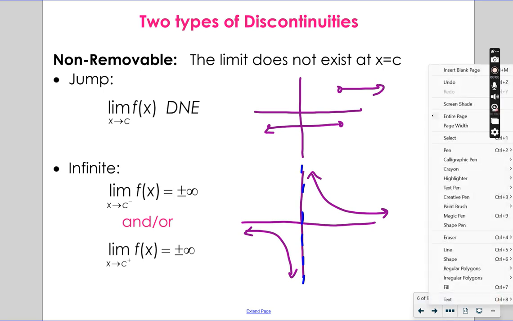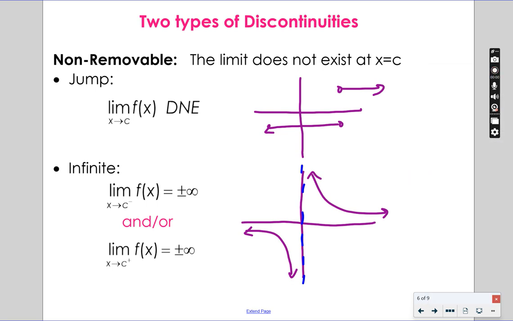You're going to have to justify on these ones how you know it's removable or non-removable. This is what we're going to be using as our justification for both of these.